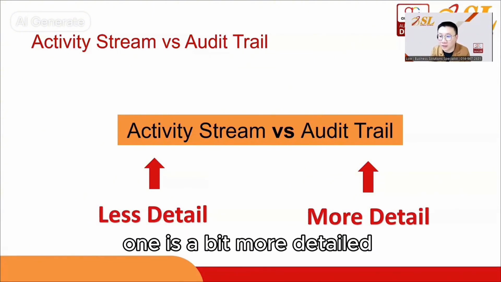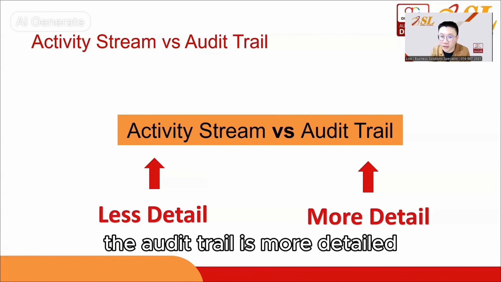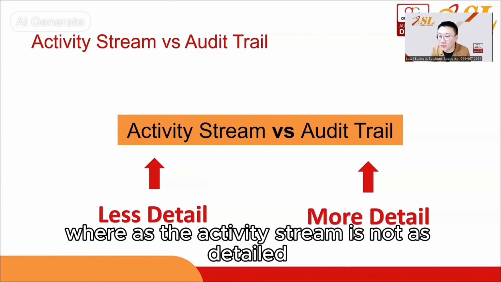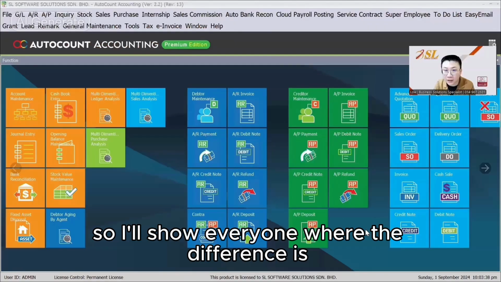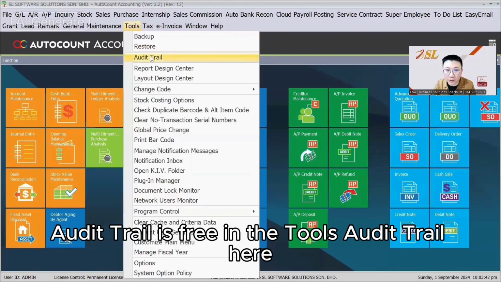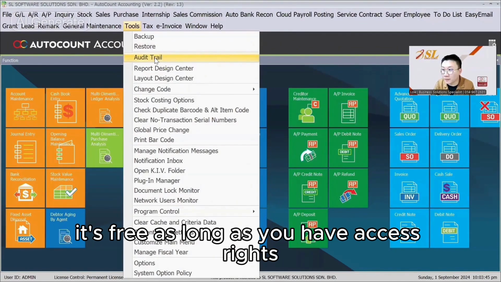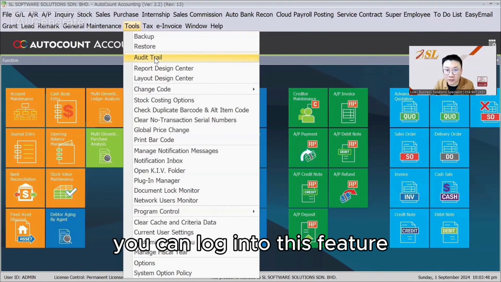One is a bit more detailed. The audit trail is more detailed, whereas the activity stream is not as detailed. All right, so I'll show everyone where the difference is. The audit trail is free. In the Tools Audit Trail here, it's free as long as you have access rights. You can log into this feature.